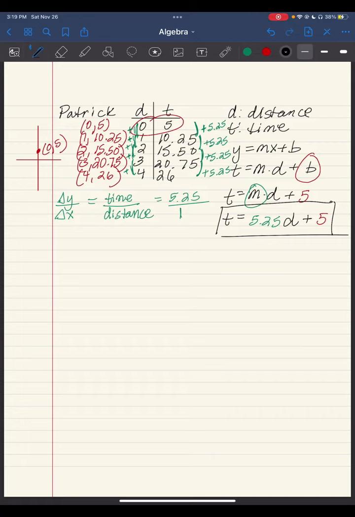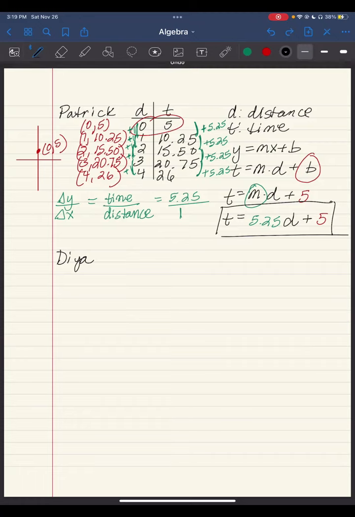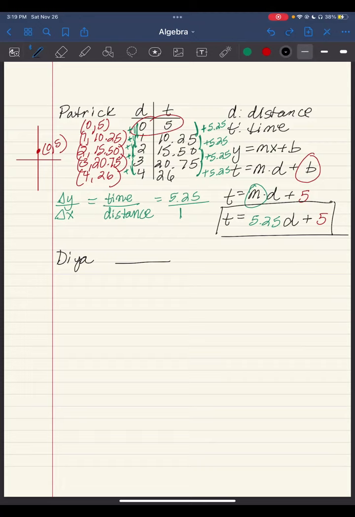All right, last but not least, let's check out Dia. We said that Dia is going to be running, and it's going to look a little different. Same thing, because we're creating the same kind of scenarios, but with different people. So Dia is going to run 0 miles, 0 minutes. But then Dia is forgetful in a different way. Dia only looks at her watch every 2 miles. How does that change things?